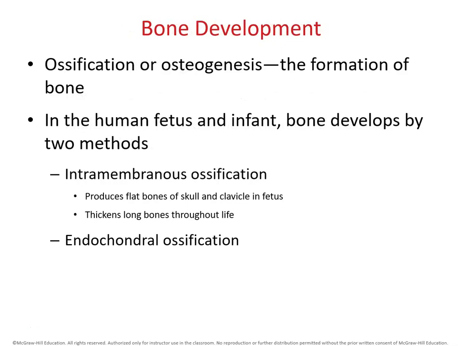So we have two terms here. They're synonyms. They mean the same thing, ossification and osteogenesis. So both of those terms mean the formation of bone. In infants and fetuses, we have two mechanisms that bone develops by. Okay? So we have intramembranous ossification, and we have endochondral ossification. So we have two different mechanisms here.